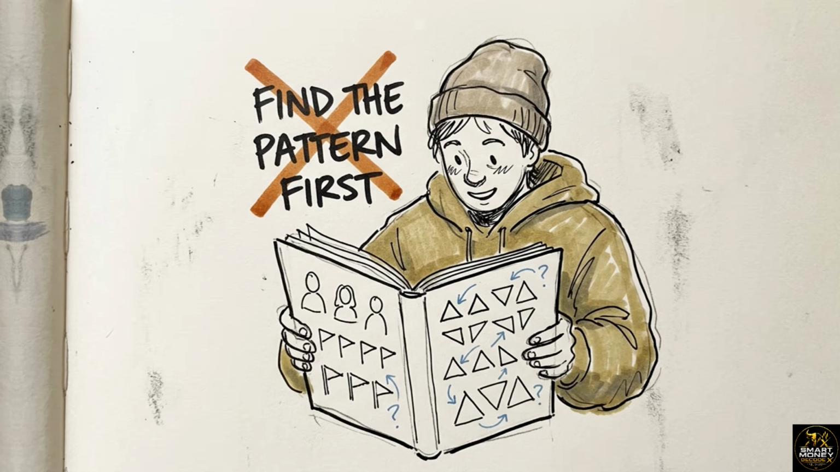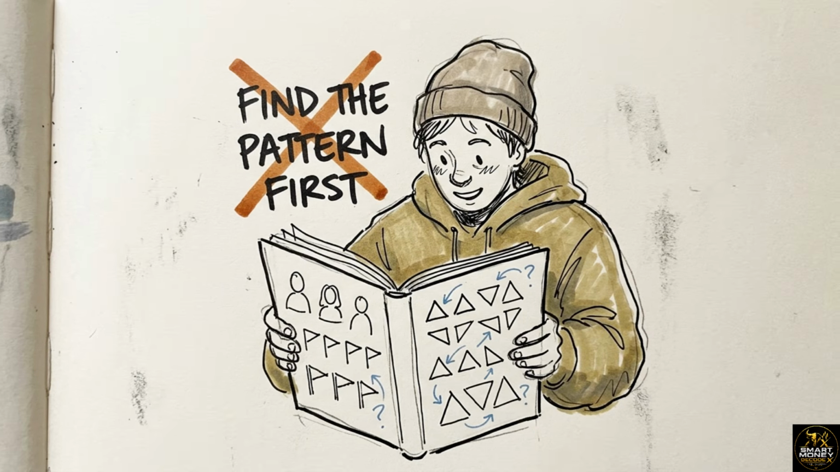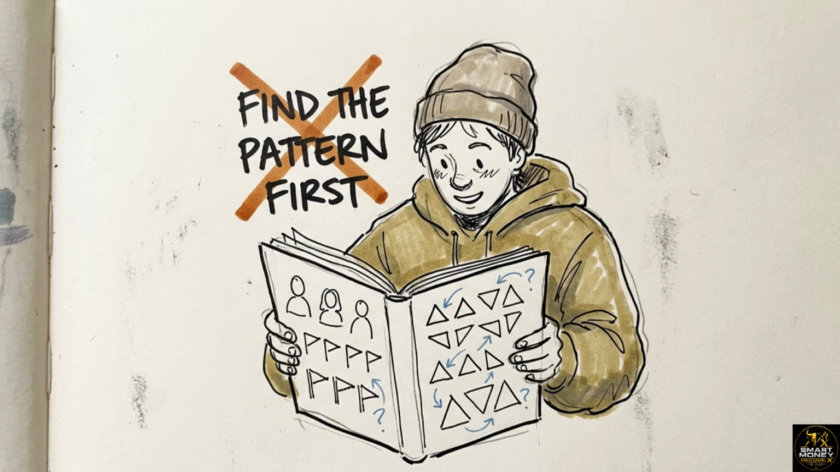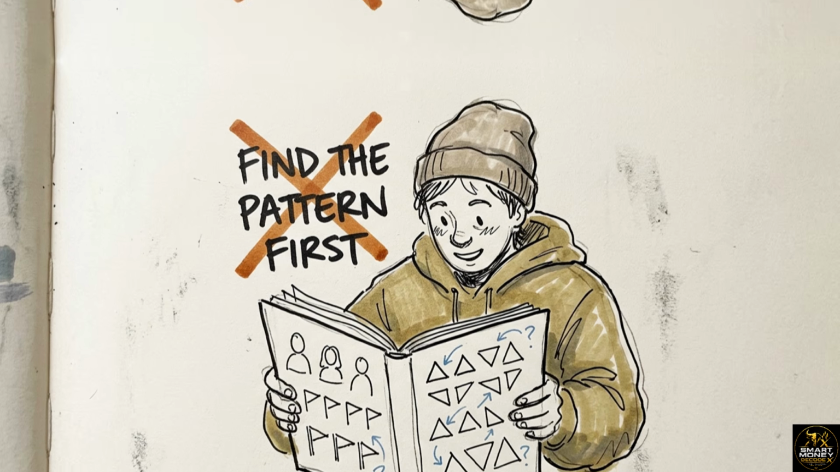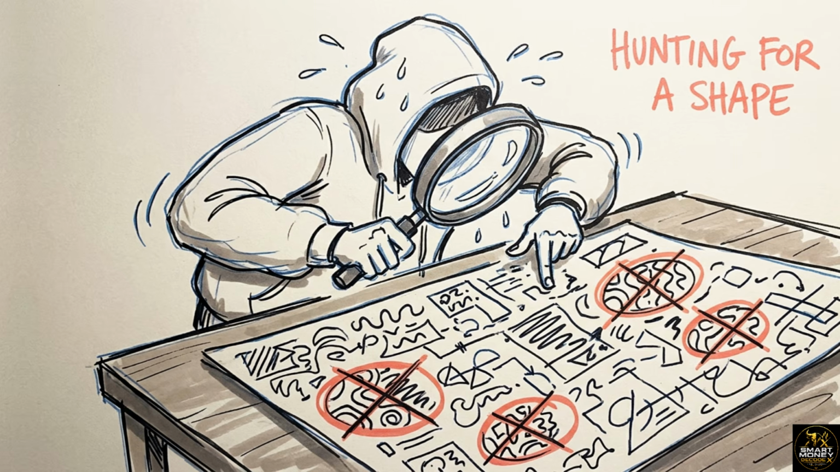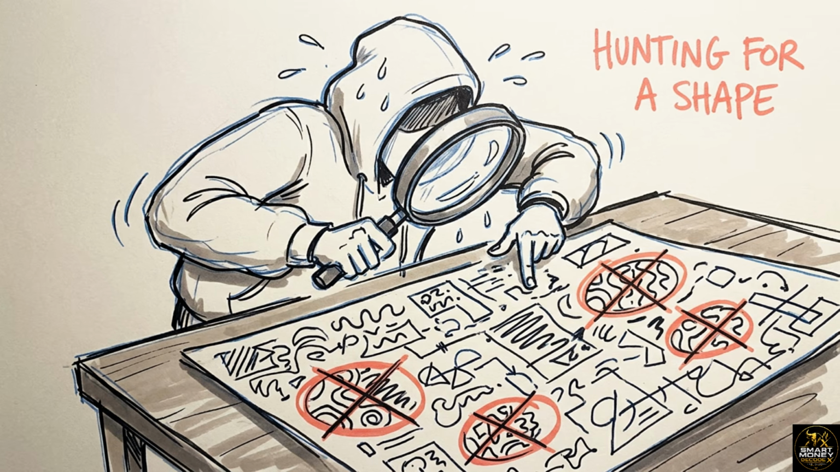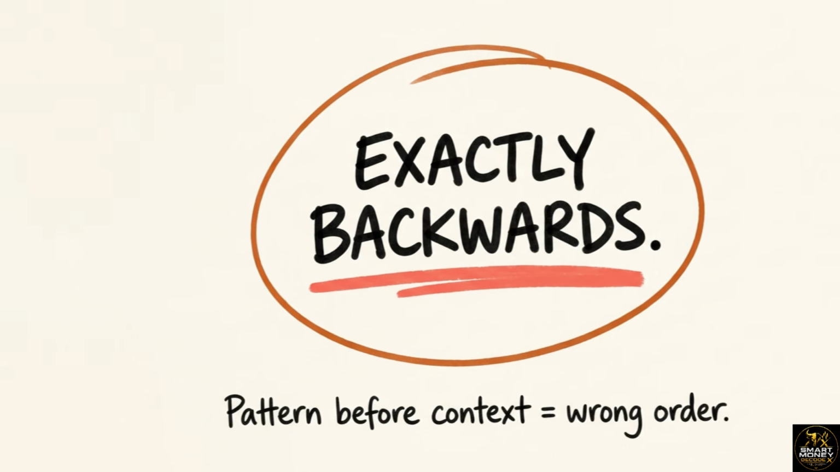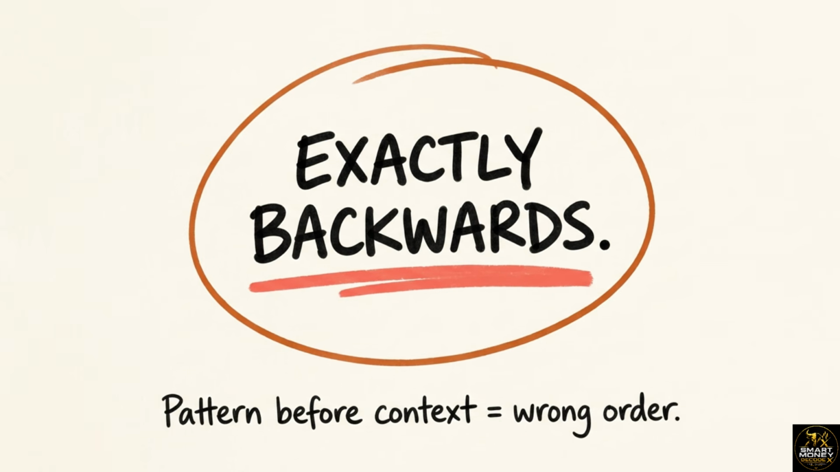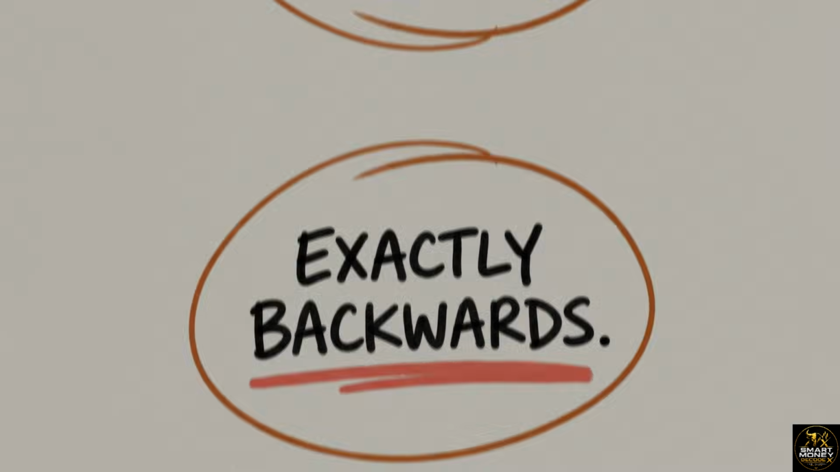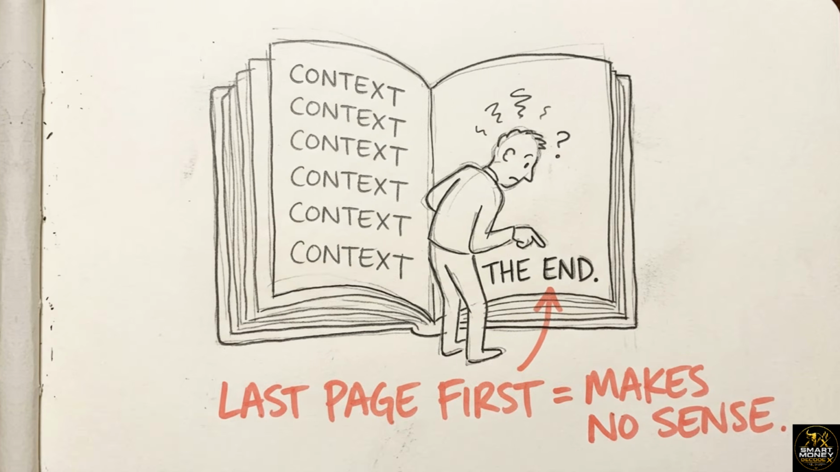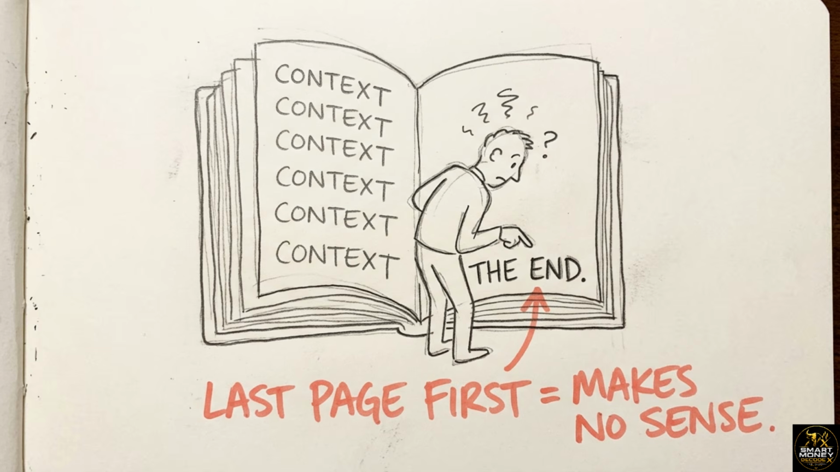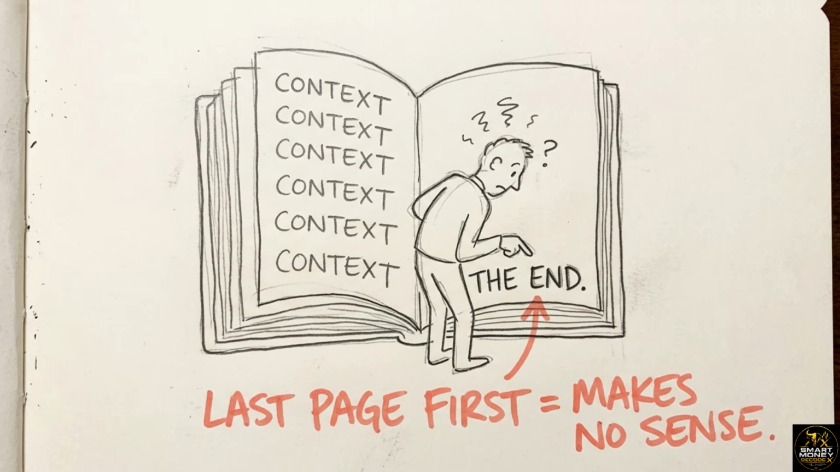Let's get into it. Here's the real problem. Most traders were taught to look for patterns first. Head and shoulders, flags, triangles, double tops. So they open a chart and immediately start searching, scanning, hunting for a shape that matches something they memorized. And that's exactly backwards. Pattern recognition without context is like reading the last page of a book first. The words make sense individually, but the story doesn't.